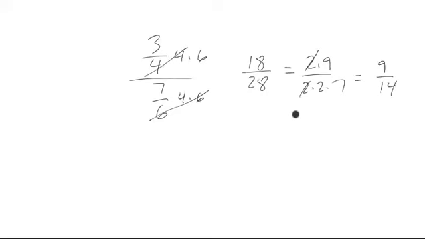And that would work. But let's also think about maybe a simpler number that we could have multiplied the top and bottom by. We think about a number that has 4 as a factor and 6 as a factor, but it's the smallest one that we can get. It's called the least common multiple.